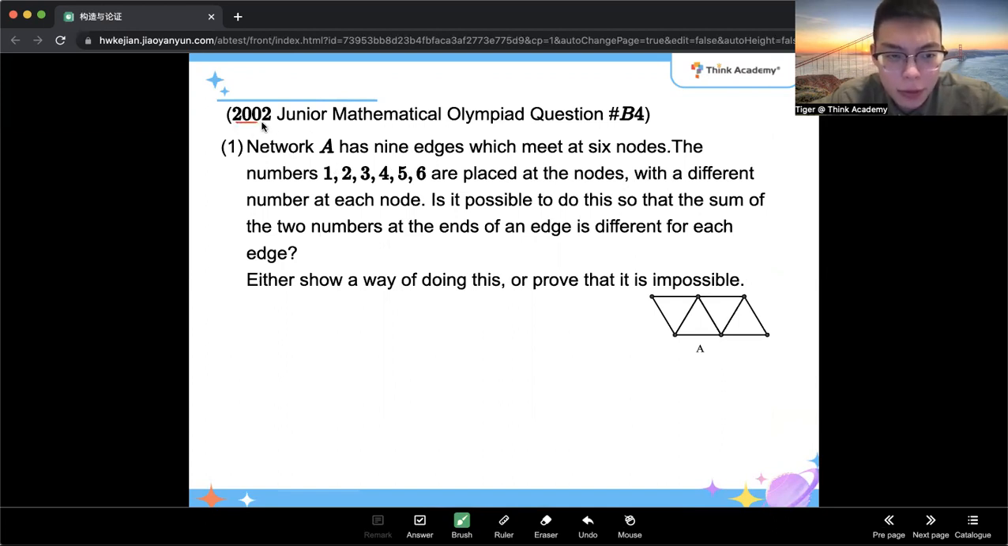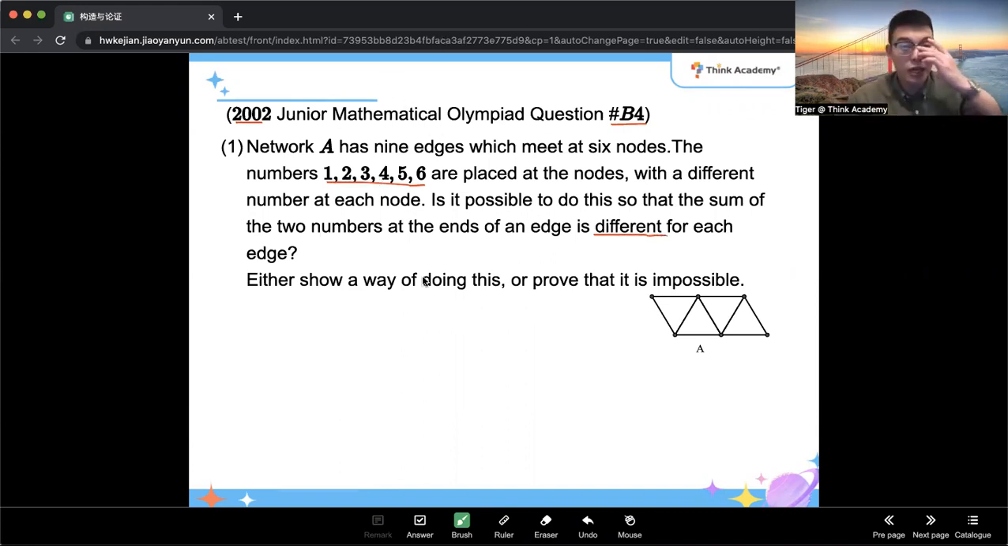So this one is from 2002. And it's question B4. It says that we have 1, 2, 3, 4, 5, 6 placed at the nodes. And we want to show a way of doing it or prove that it is impossible, such that I am having each line being the sum of the 2 numbers at the ends of the edge different.